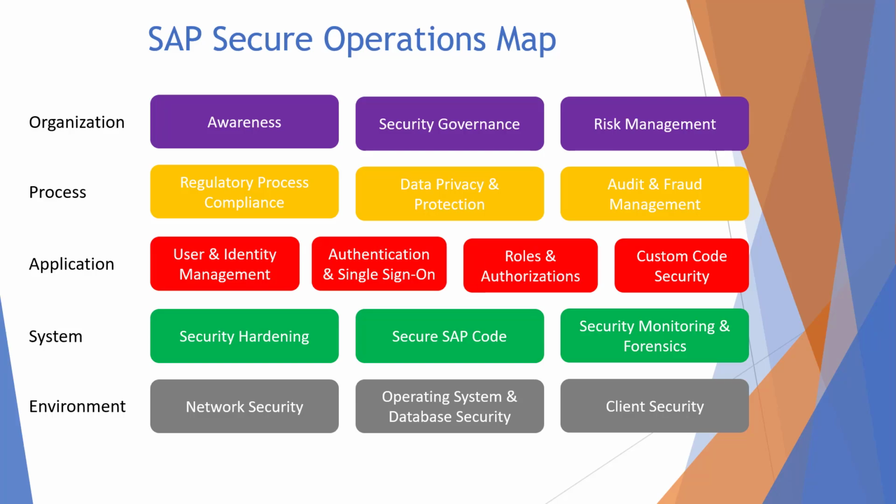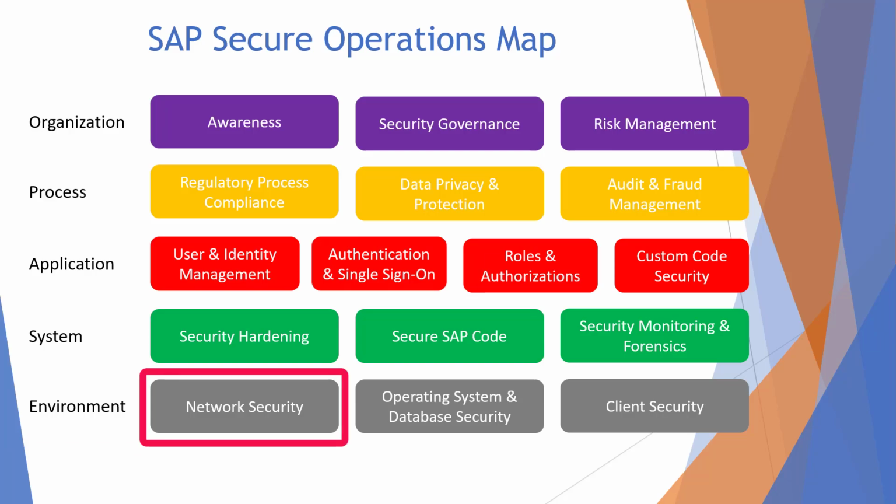The Secure Operations Map focuses on the operational aspects of security. It addresses the activities and considerations which a customer or service provider has to take into account to maintain and operate their system and landscapes in a secure manner. The environment layer looks at the non-SAP technical environment of SAP solutions and systems.